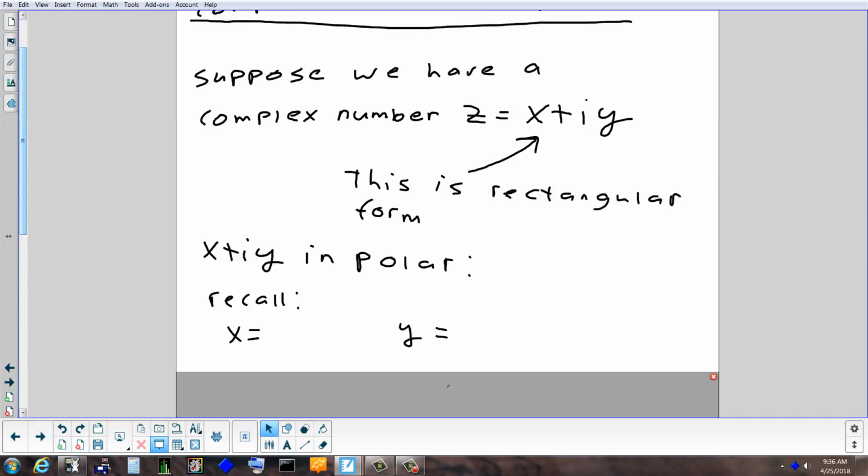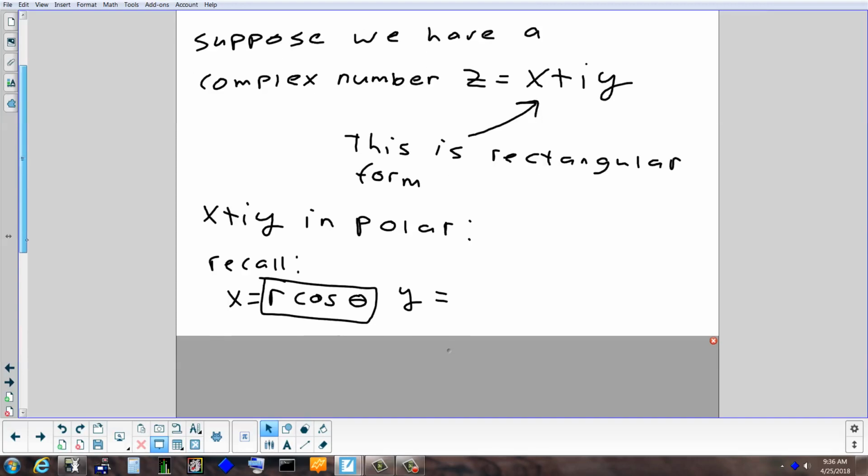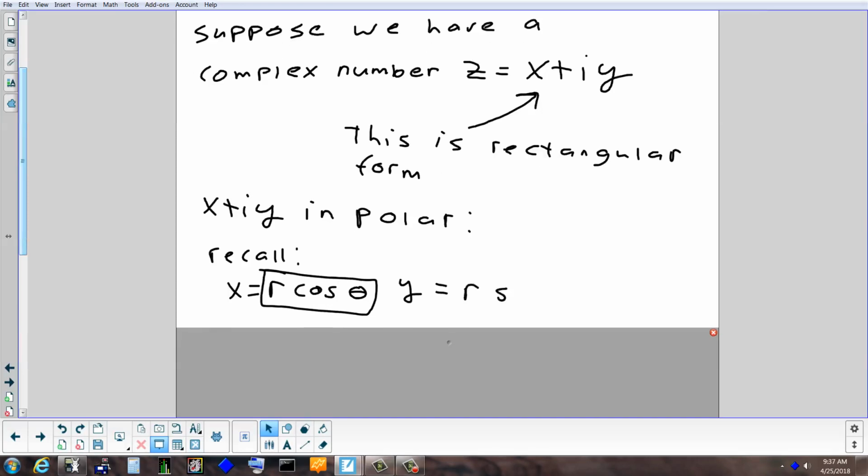Does anyone remember from Monday what the formula was for x? It had an r and a theta in it, and a trig function. Is it r cosine theta? Yep. So that was the formula for x. And does anyone else remember what the formula for y was? Was it r sine theta? Yep, exactly. We're going to use those two formulas.